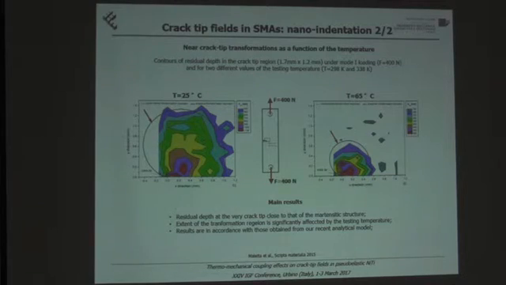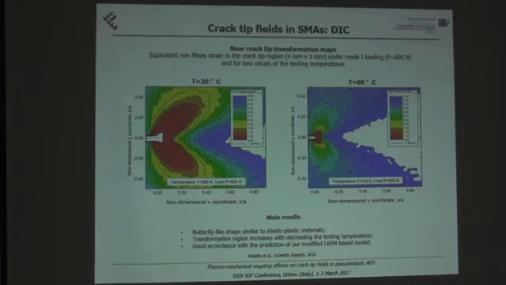So what we can observe from this slide is that there is a marked effect of the temperature, the so-called thermomechanical coupling. It means that if you increase the temperature, you have a marked decrease of the transformation zone because of the increase in the transformation plateau of the stress-strain response of the material. So we try to get similar results by using DIC.